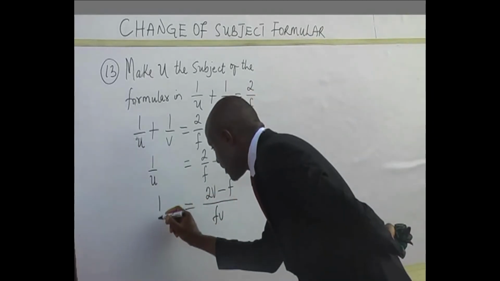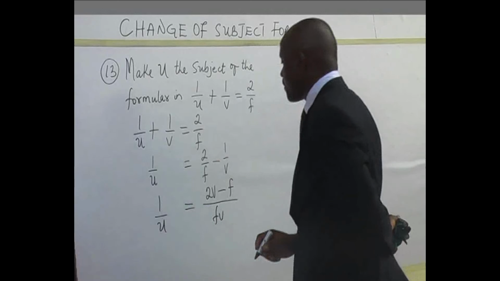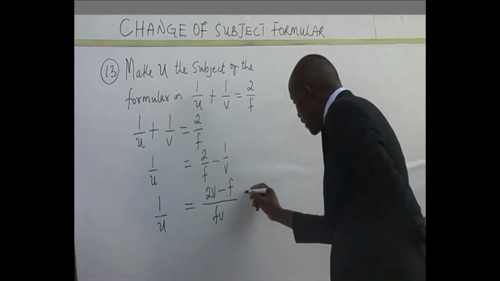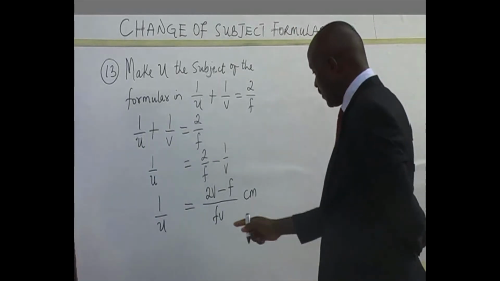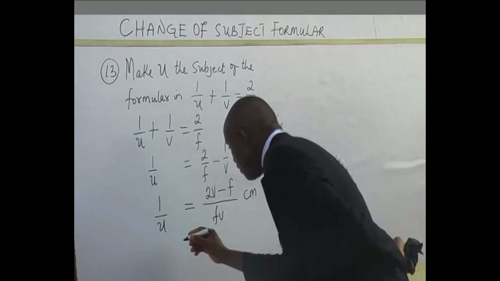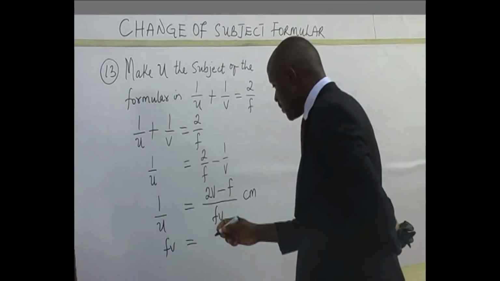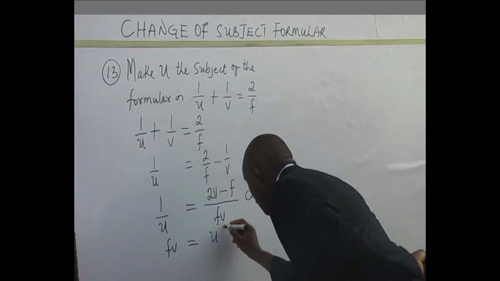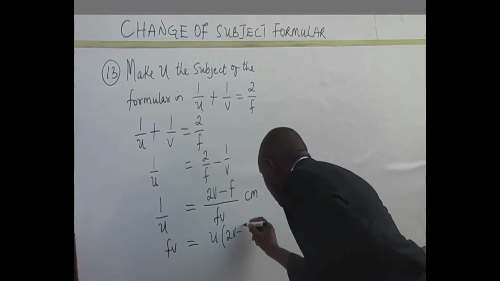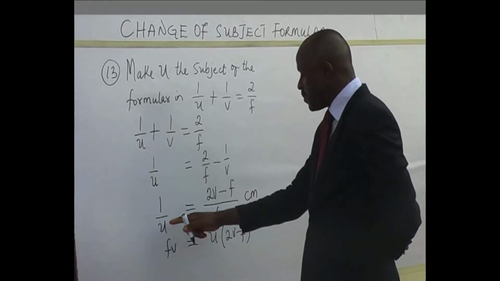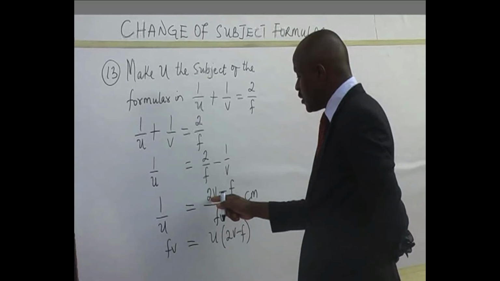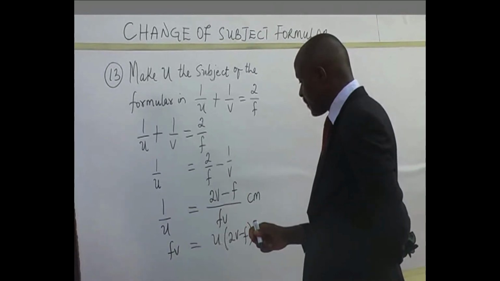Remember, in the left-hand side, you have 1 all over u. At this junction, you can cross multiply. Fv times 1 will leave you with fv, and it is equal to u into 2v minus f. That is the meaning of multiplying u and 2v minus f.